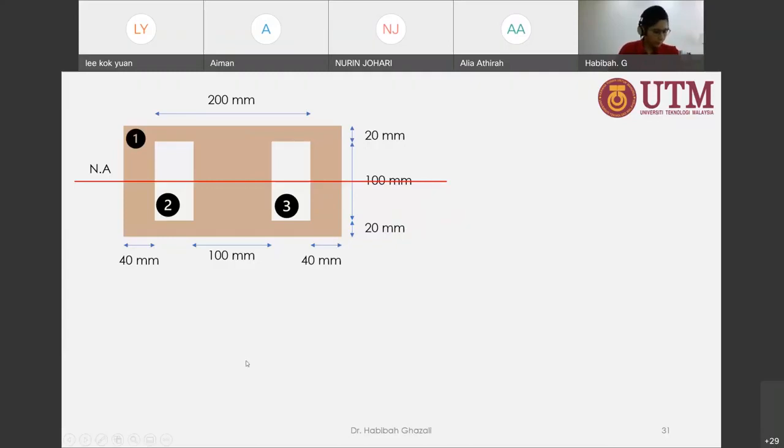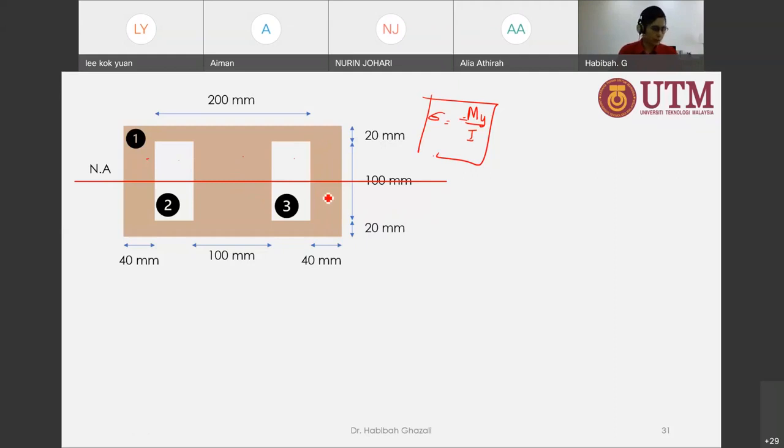All right, so after that, we just need to find our I. We know that stress is equal to My divided by I. So we need to use parallel axis theorem. In this case, we don't have to use parallel axis theorem. We just need to add all of the area moments of inertia for each of these segments. So we have segment 1, segment 2, segment 3.